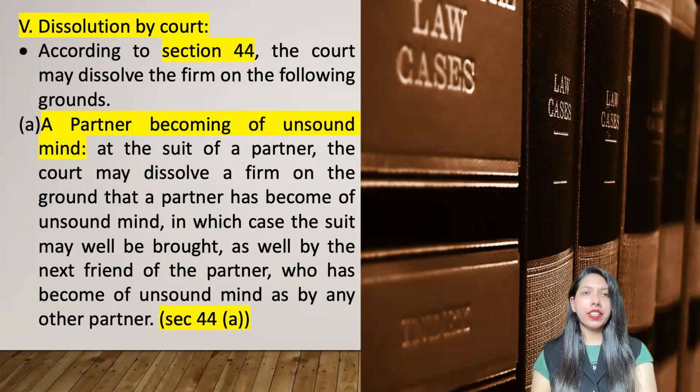And the fifth mode of dissolution is dissolution by court, which falls under Section 44, and which has certain sub points on when a court can grant a dissolution of a firm. First one is a partner becoming of unsound mind. If a person becomes of unsound mind, then at the suit of a partner, the court may dissolve the firm on the ground that the partner has become of unsound mind. A suit can be filed by the partners to dissolve the firm. This is based on Section 44 subclause A.